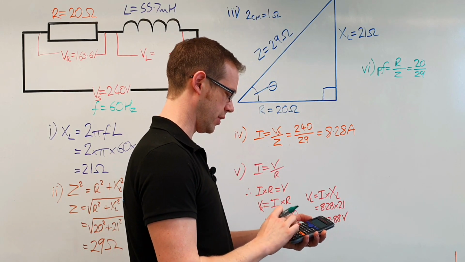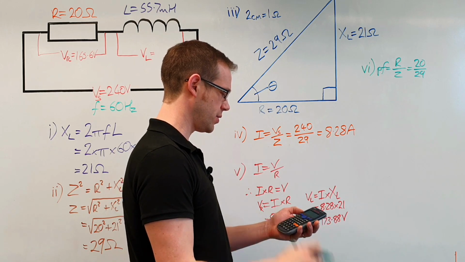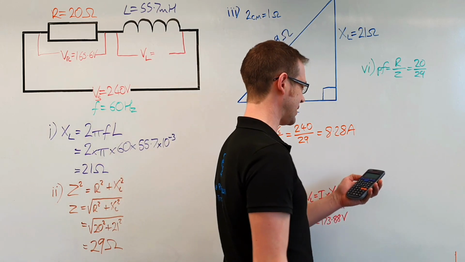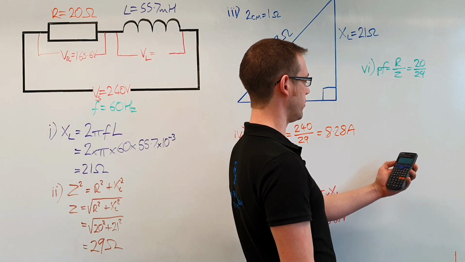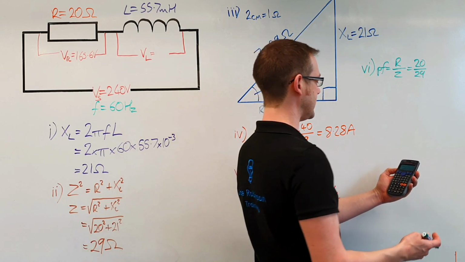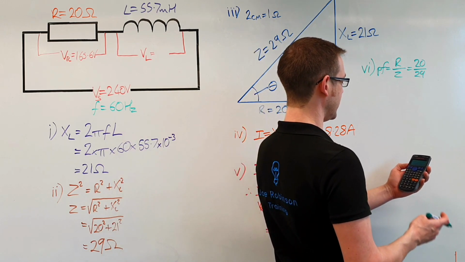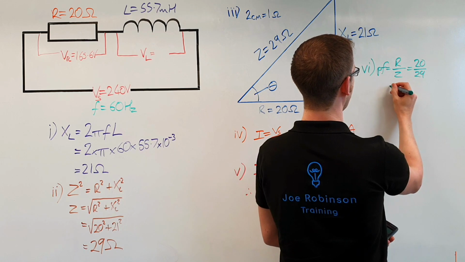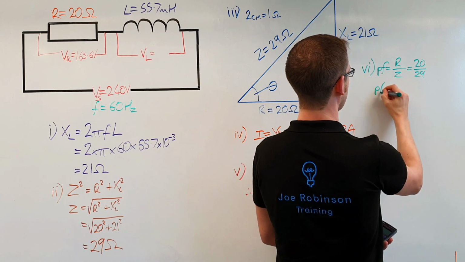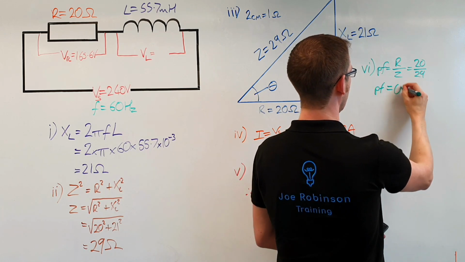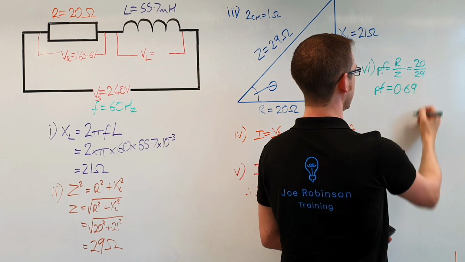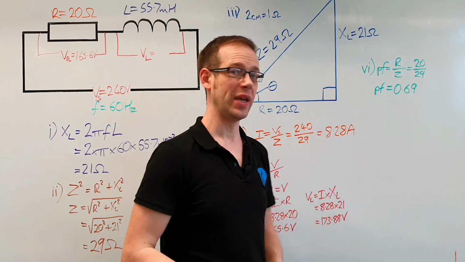So 20 divided by 29 gives us 0.689. So we'll round that off. If we round that off to 3 decimal places, we're going to end up with 0.69 as an answer. So the power factor in this case is equal to 0.69. Now remember, for power factor, we have no units.